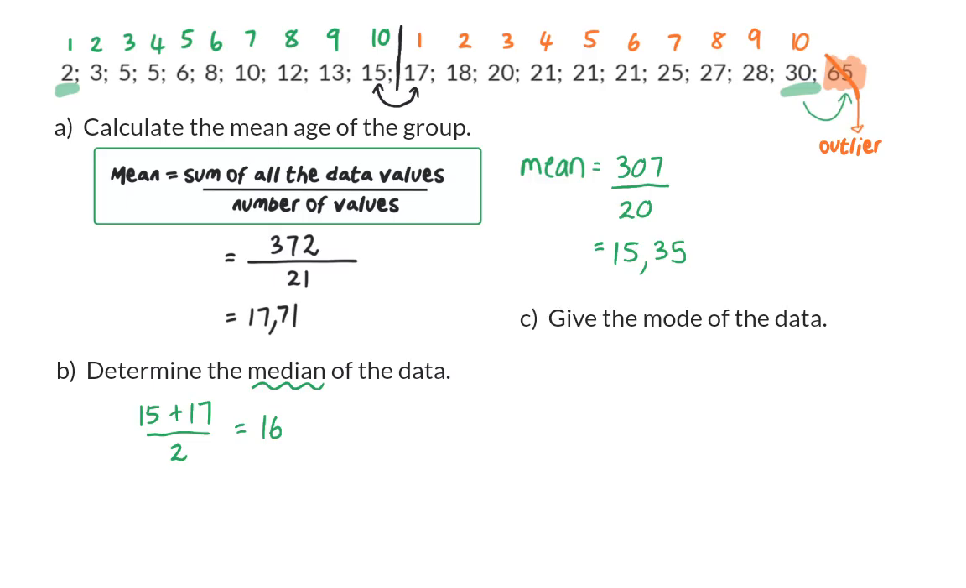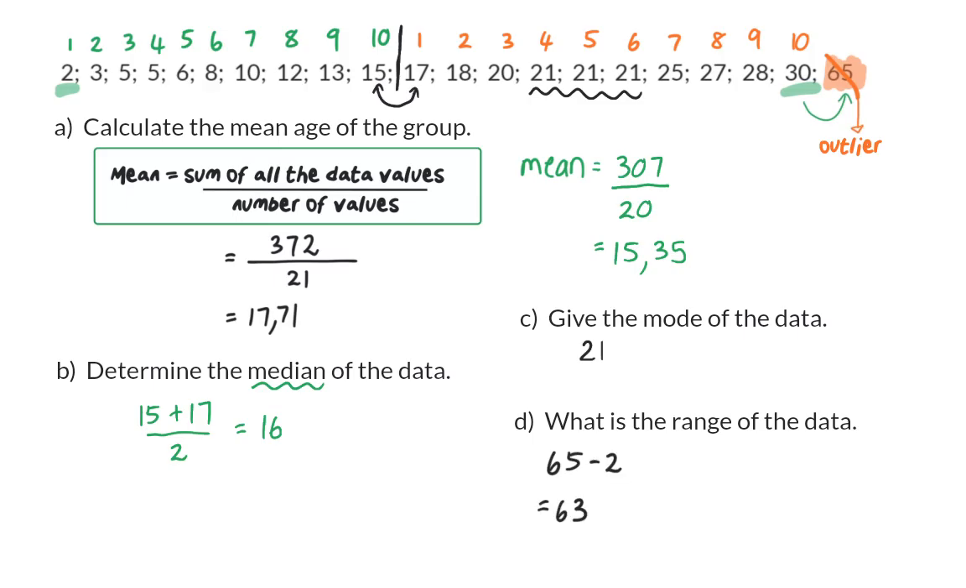Previously, the mode was 21. And here, that is still true. Our mode, the value that is seen most often, is still 21. This means that the mode is not influenced by an extreme value. The final question was to calculate the range. Originally, that was 63 years, but now our maximum value is only 30 years. And if we subtract the minimum, we now have a range of 28 years. This means that the youngest and oldest now only differ by 28 years.